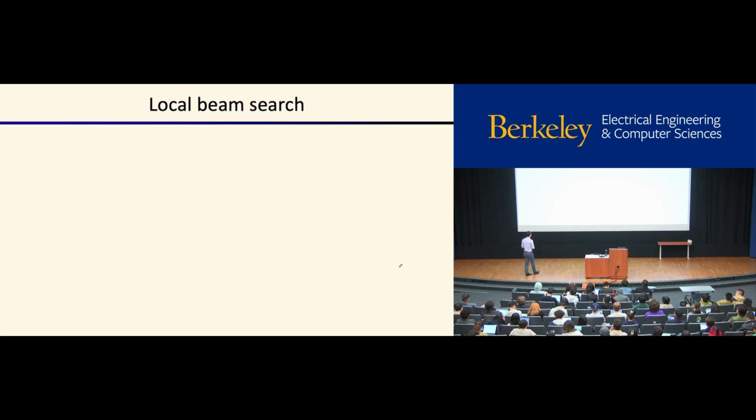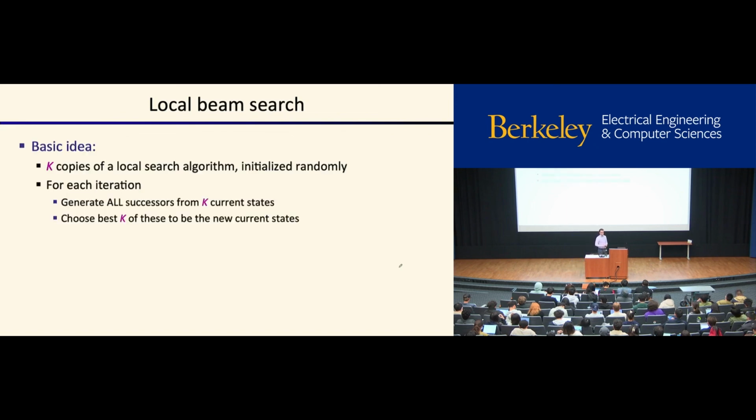Well, beam search says, I can do better than that. I can run this in parallel and allow these parallel searches to communicate with each other a little bit so that I'm focusing the search in like a tight beam. So the basic idea is we're going to run k searches in parallel.